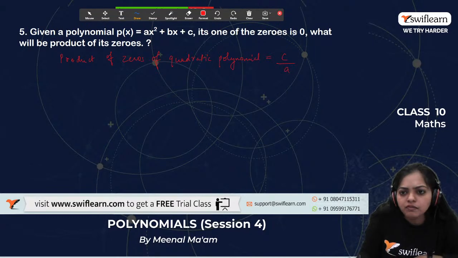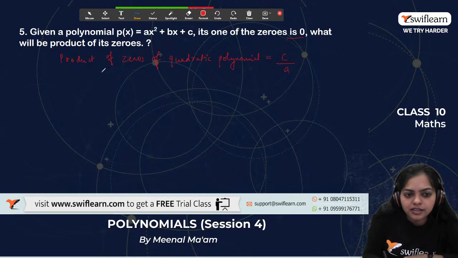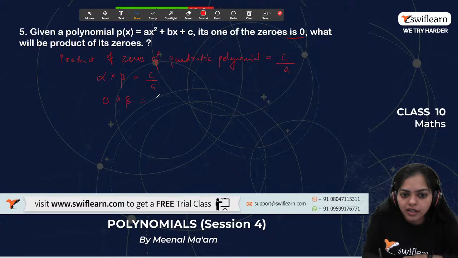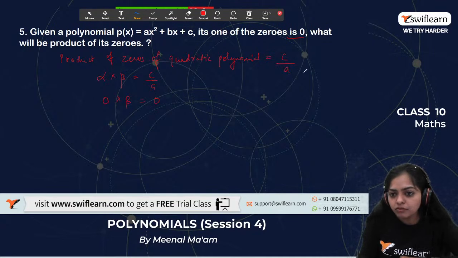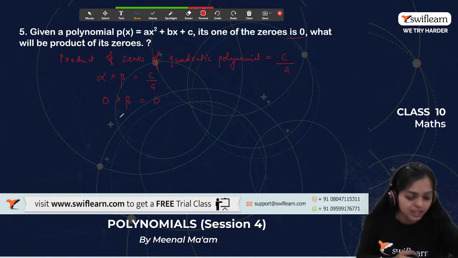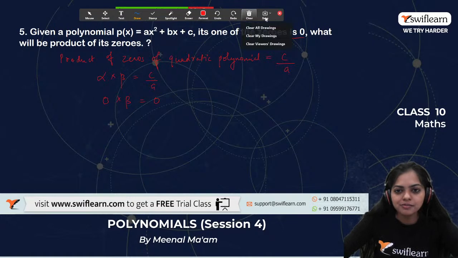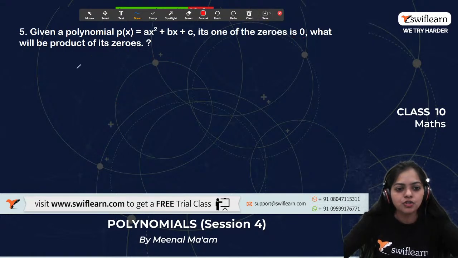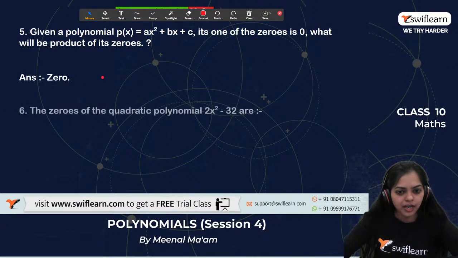But here, one of the zeros is given as 0, and it is asking for the product of the zeros. We know that if the two zeros are alpha and beta, alpha into beta is equal to c by a. And if one of the zeros, alpha, is 0, the product will definitely be 0. We don't need the formula for this question, but I have revised it with you. So the product of the zeros will be 0, because one of the zeros is 0. That's it. So the answer for this question is 0. Got it? Let's move on to the next question.